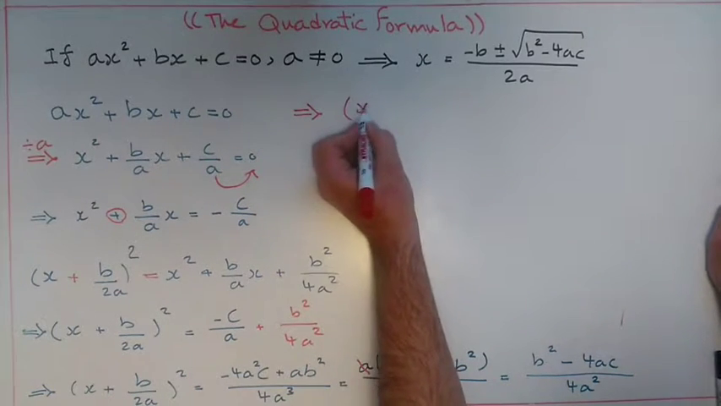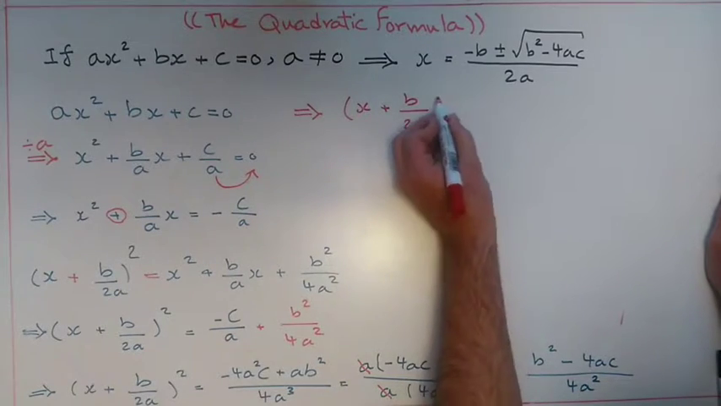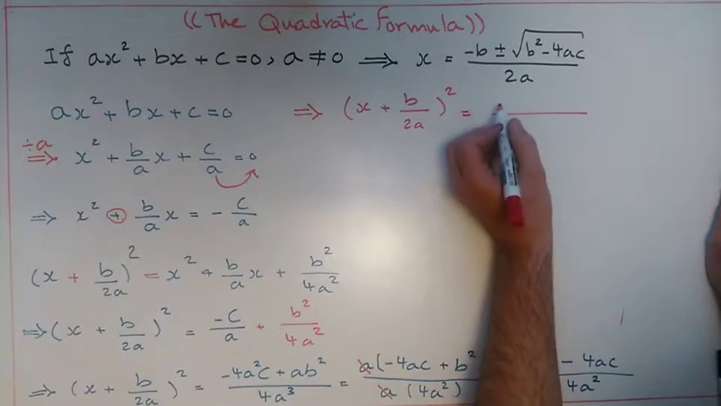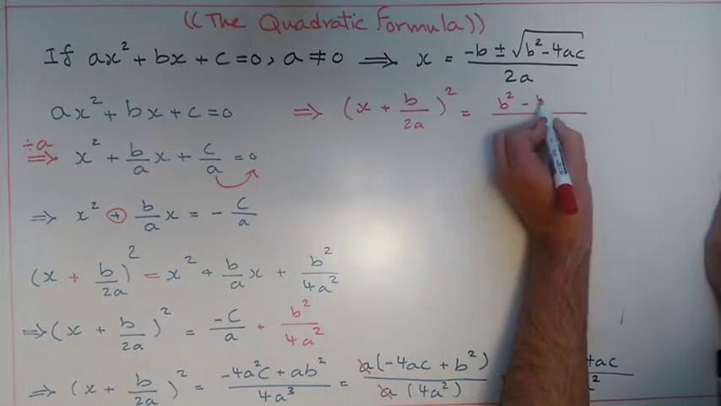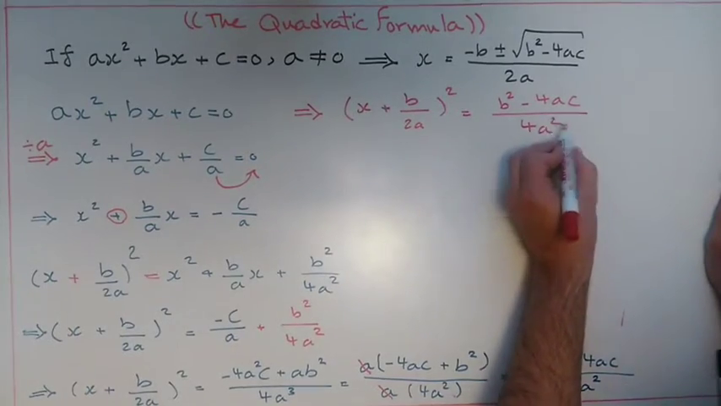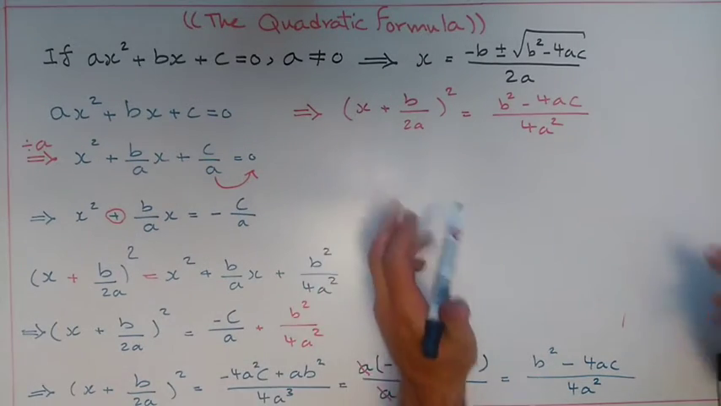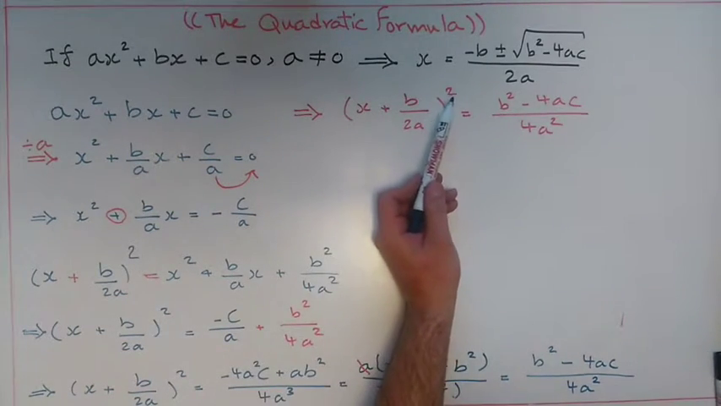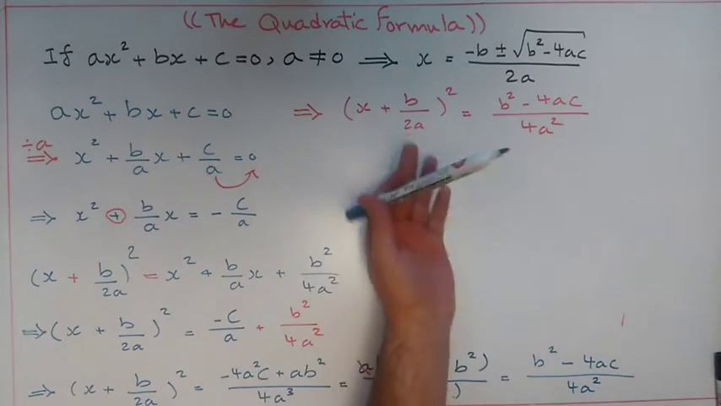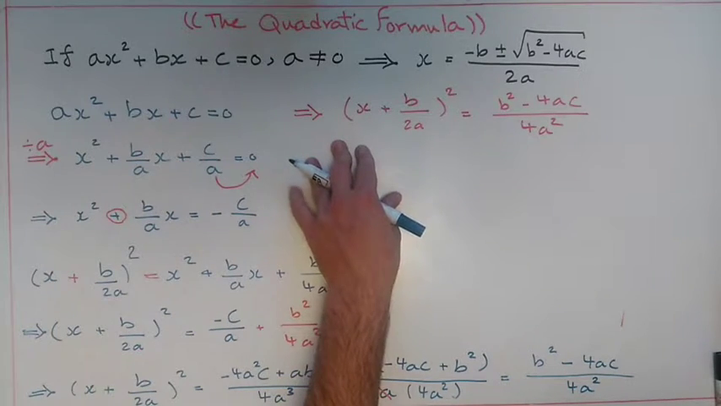Therefore, x plus b over 2a squared is equal to b squared minus 4ac over 4a squared. Okay, we're getting close. Now, I don't want this square sign in here. It's making trouble for me. Then what I need to do is apply a square root on both sides.